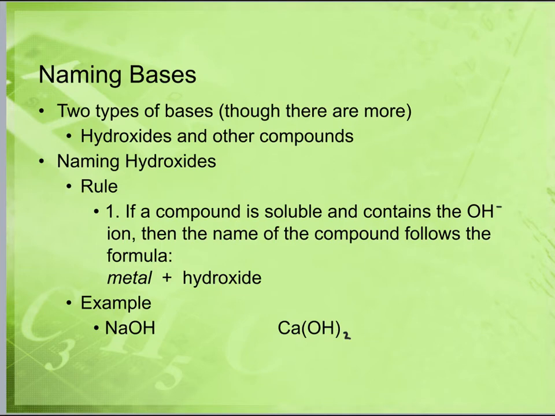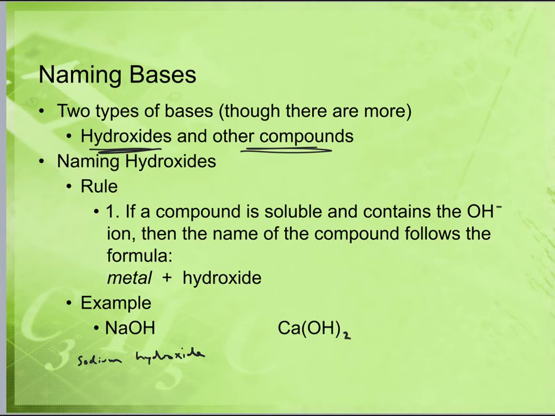Okay, so for naming bases, there are two types of bases that we'll talk about in here. Basically hydroxides, which are super simple to name, and then other compounds which just follow general naming rules. Bases are going to follow everything we've learned so far. So rules are simple. If a compound is soluble and contains a hydroxide ion, then the name of the compound follows the formula: name the metal plus the word hydroxide. So really simple here. NaOH, name of the metal is sodium, followed by the word hydroxide, right? Super easy. Sodium hydroxide.